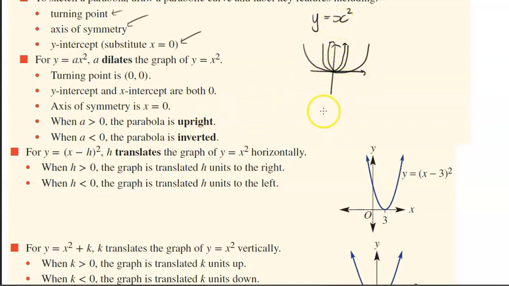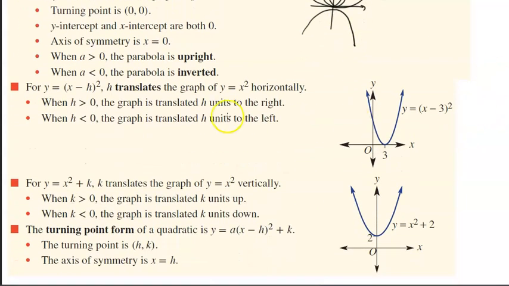Axis of symmetry will be at x equals 0. When a is greater than 0, it will be upright. When it's less than 0, or when it's a negative number, it will do the opposite. It will be inverted. So that's the first type of change or shift you can have.